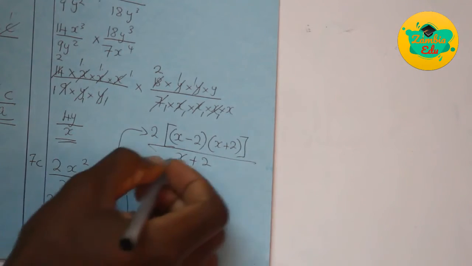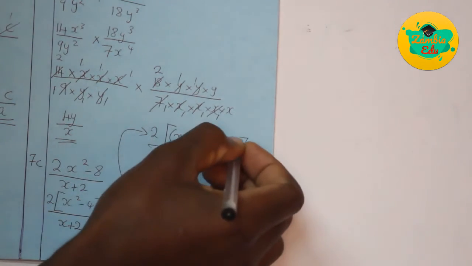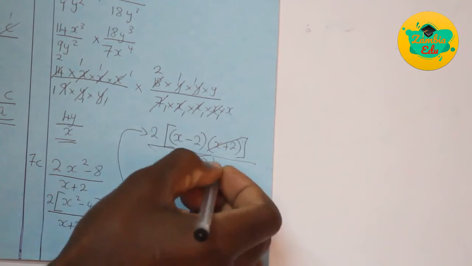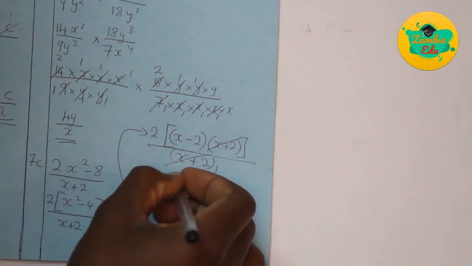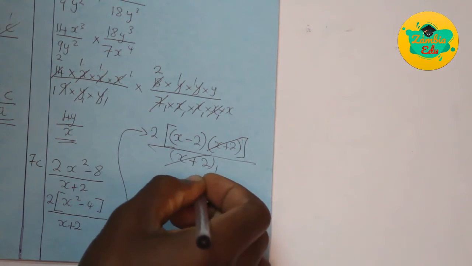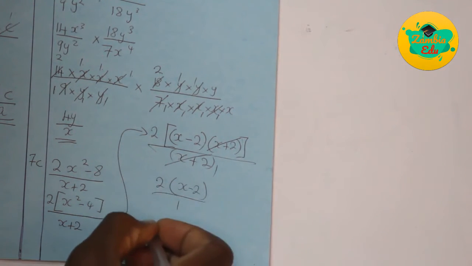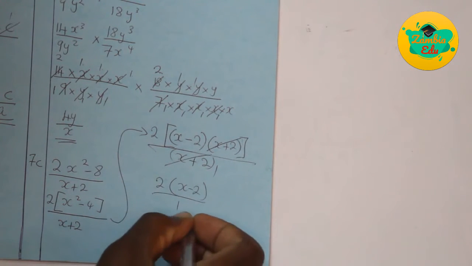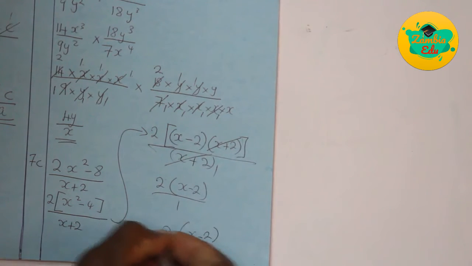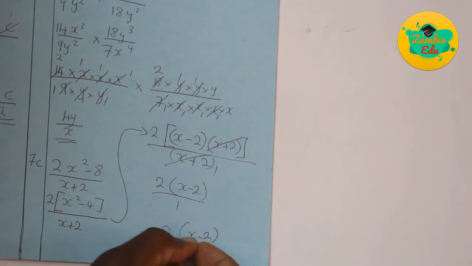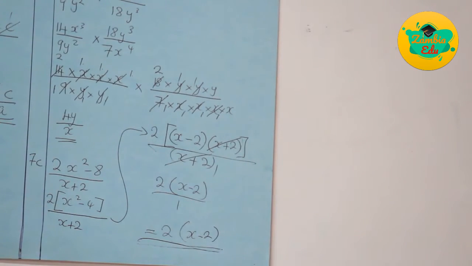Having done that, we notice that this and this is the same, so you cancel that, that means with a 1, so which means you remain with 2 open bracket x minus 2 over 1, which is the same as 2 open bracket x minus 2 close as your final answer. That marks the end of question 7C, which was asking us to simplify.